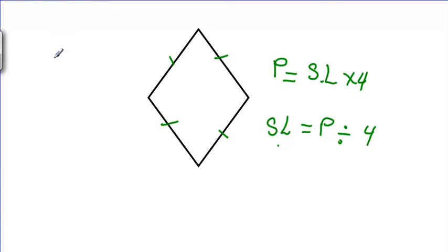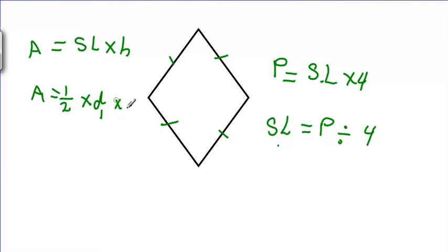Okay, and the area equals what? Area according to the side length and height will be equal to side length times height. And if you have the diagonals, you will use the rule half times d1 times d2.